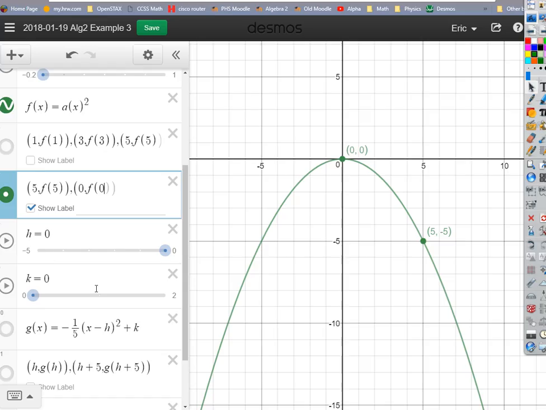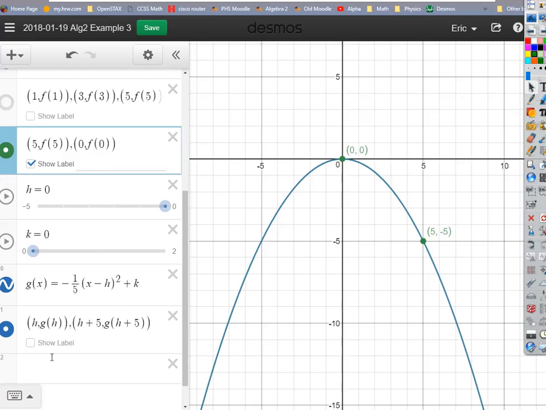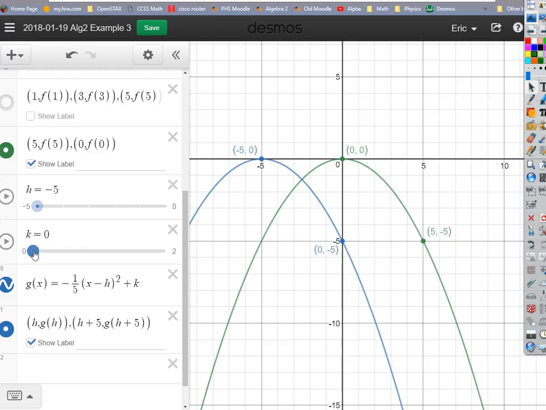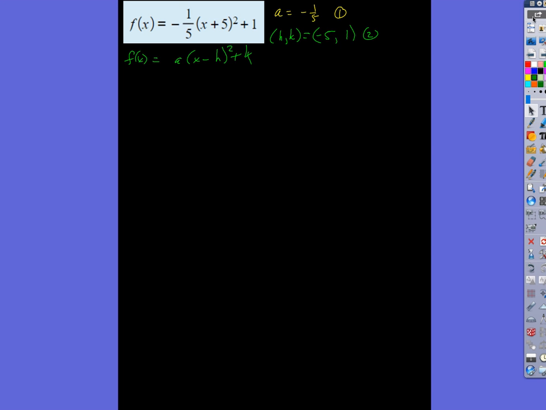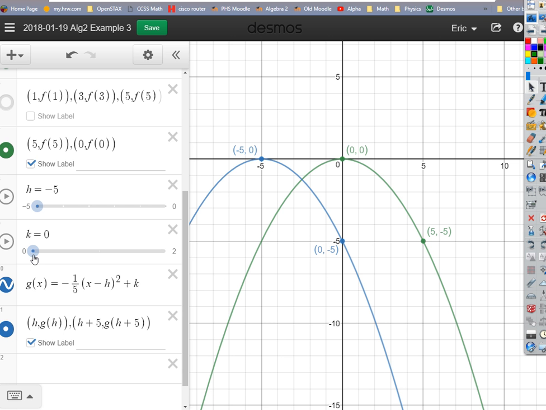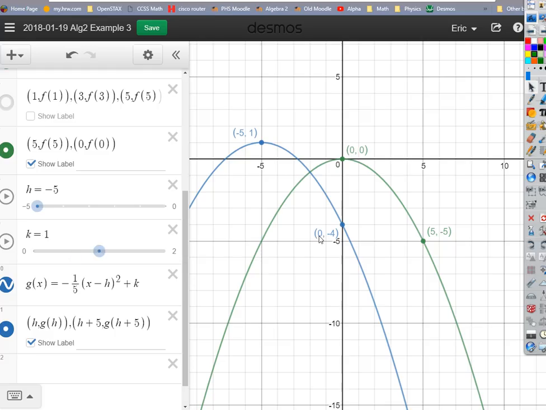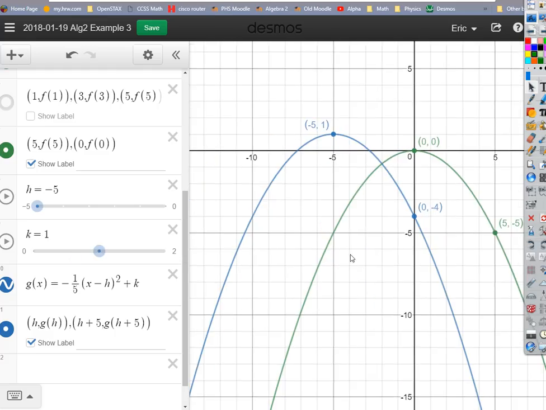Okay. So we'll create the blue graph, right? There's the blue graph, and we're going to translate it. We're going to go left 5, because h was negative 5. So there it is. And we're going to go, was k 1? Yeah, k was 1. Okay. And we're going to go up by 1. So that's where we end up. That's our graph. Everybody agree?